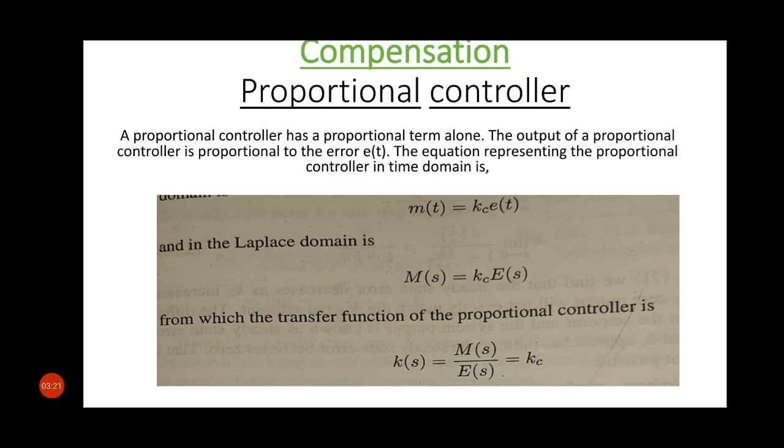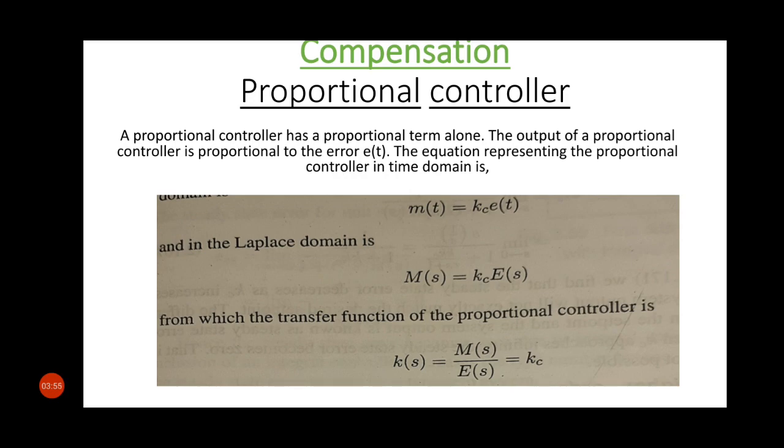So an increase of K, the steady state gain, decreases the steady state error to some extent. But it is not possible to remove the steady state error completely, because the proportional controller output is a function of the error e(t). Let us see more details on this proportional controller.